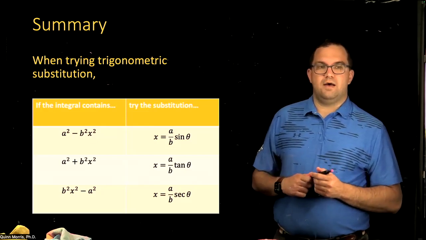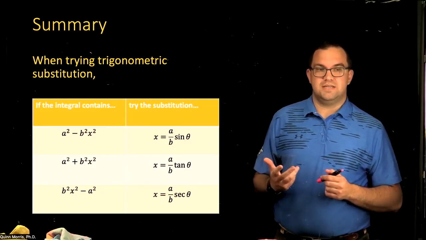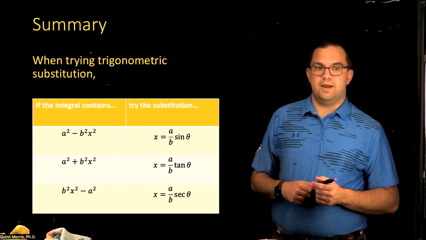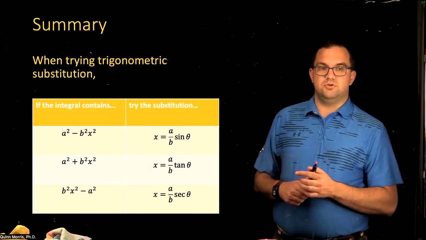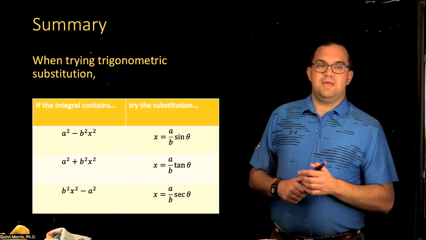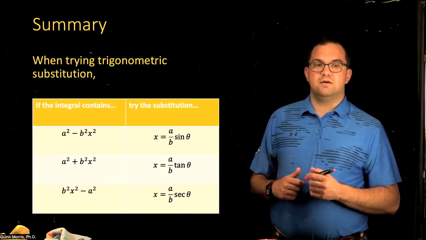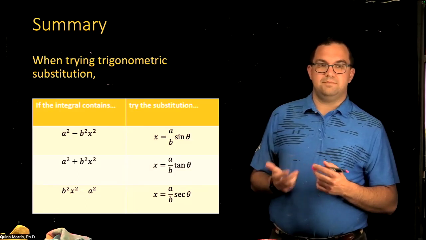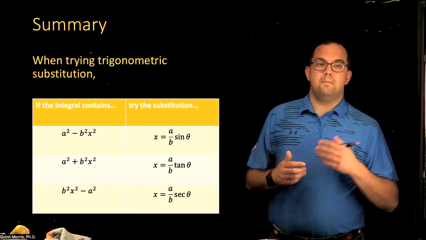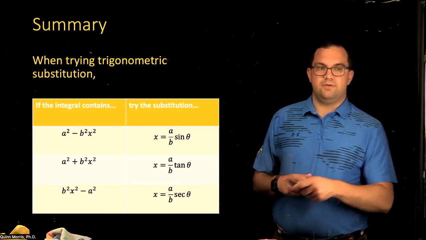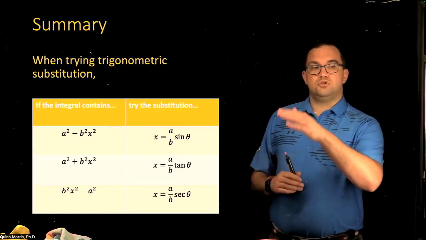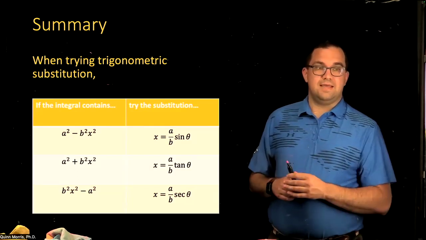Similarly, if we have an integral that contains something like a squared plus b squared times x squared, then we might want to use a tangent substitution. And again, that a over b will help us choose the right constant. If we have an integral that contains something like b squared times x squared minus another constant a squared, then we might want to try a secant substitution. These are all general rules of thumb, and they can be really helpful.